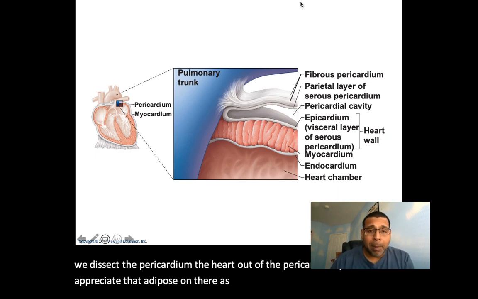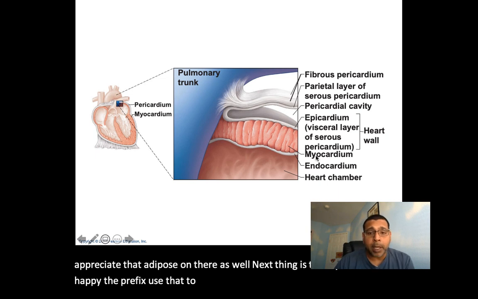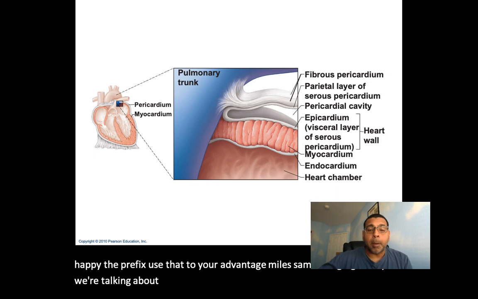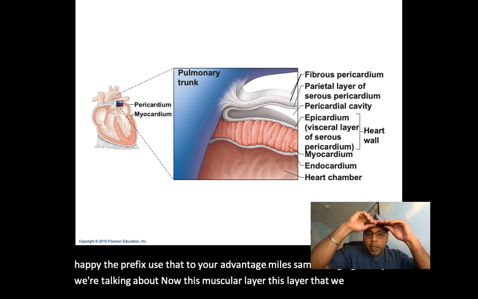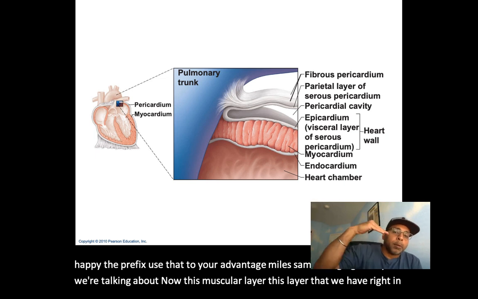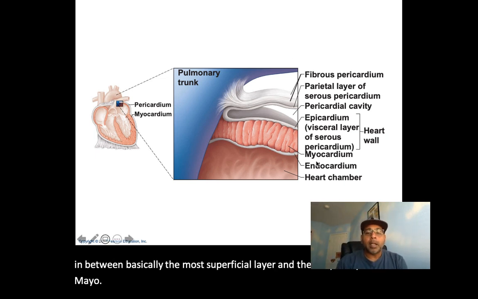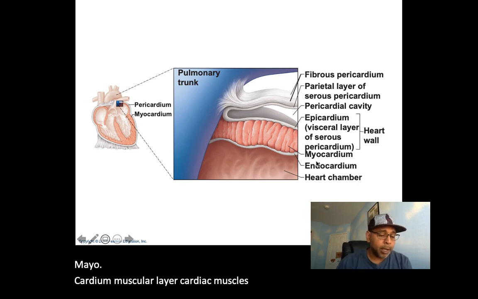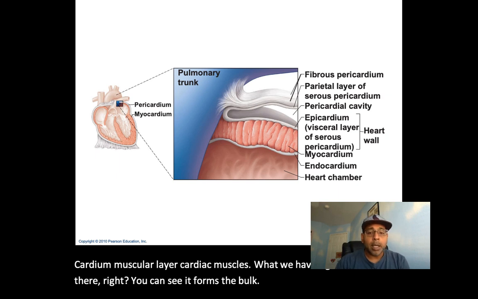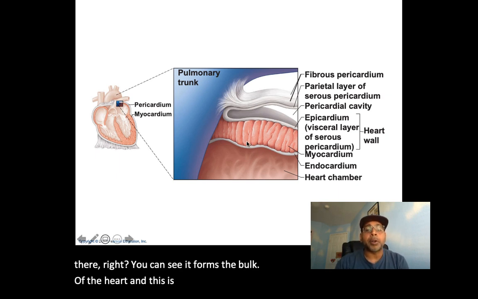Next then is the myocardium. So epi, the prefix, use that to your advantage. Myo, same thing, right? This muscular layer, this layer that we have right in between the most superficial layer and the deeper layer. So myocardium, muscular layer, cardiac muscle is what we have right inside of there. You can see it forms the bulk of the heart. And this is the layer that actually contracts.